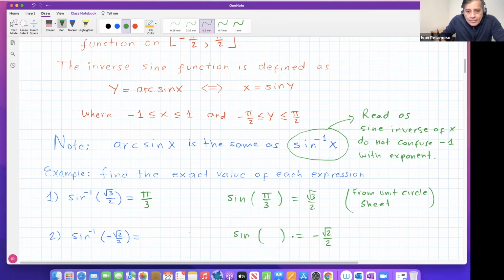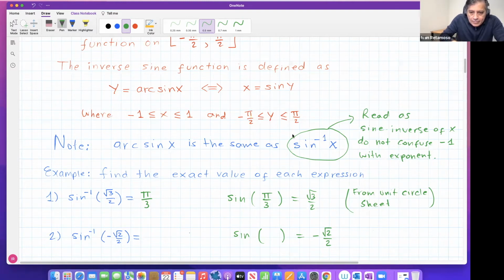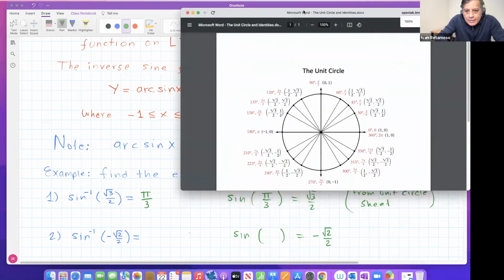So I have to look for angles between negative pi/2 and pi/2, such that the sine of the angle is this value. So I'm going to go back to the unit circle sheet. Again, I have to look for angles between 0 and pi/2, but also between 0 and negative pi/2, here or here.